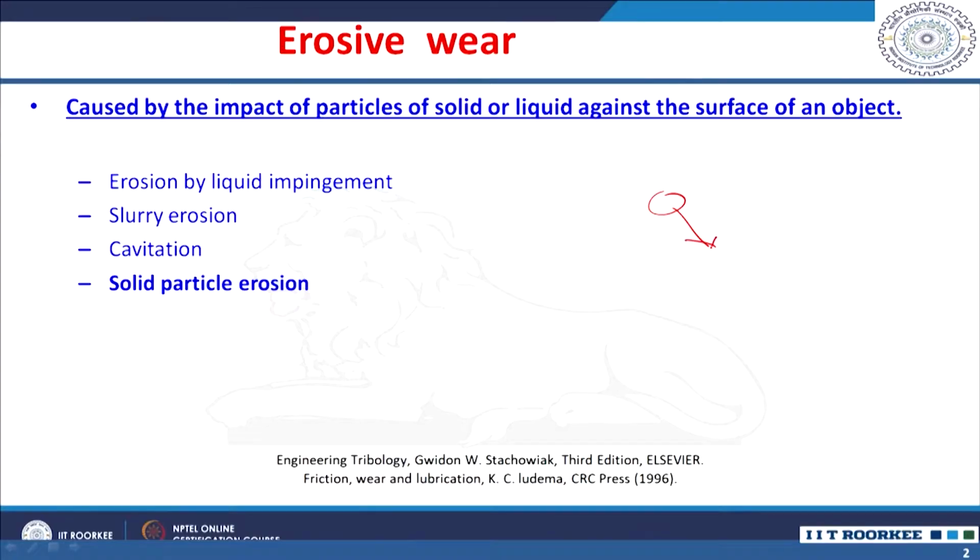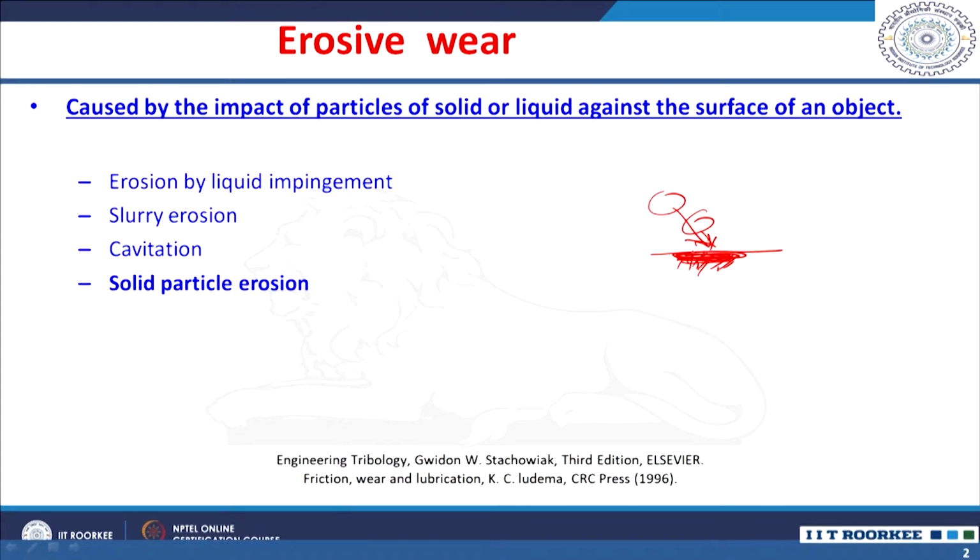Today we will learn about the erosive wear mechanism. Erosive wear is mainly caused by the impact of solid particles or liquid against the surface of an object. So, if you have certain solid particles impinging on a surface, the material is removed from this surface, or from underneath the surface. That material removal is called erosion or erosive wear.